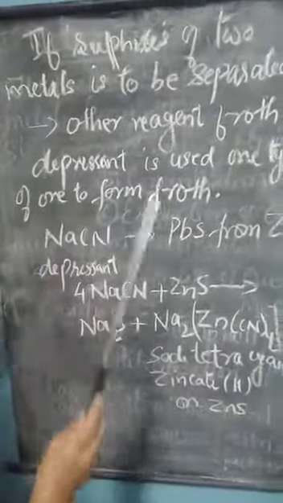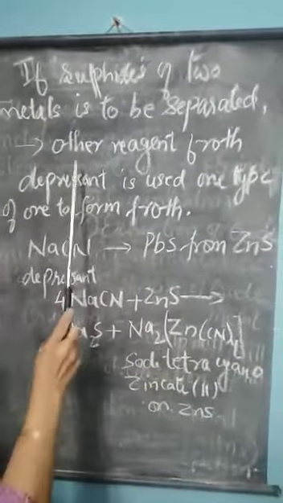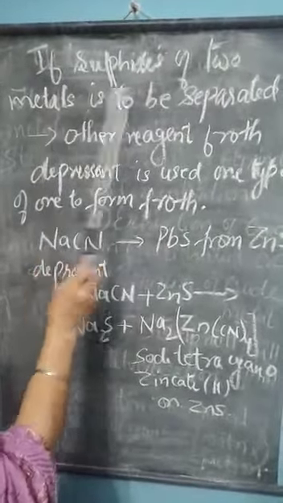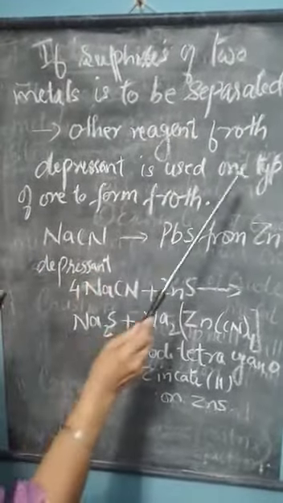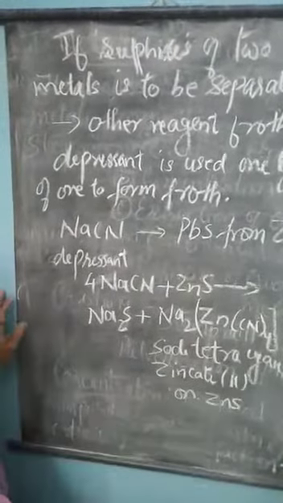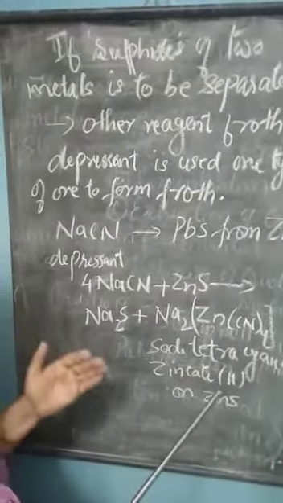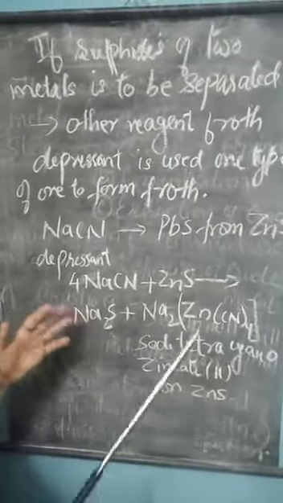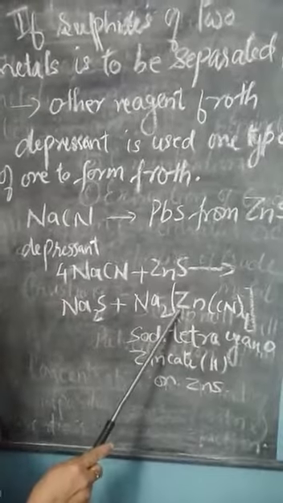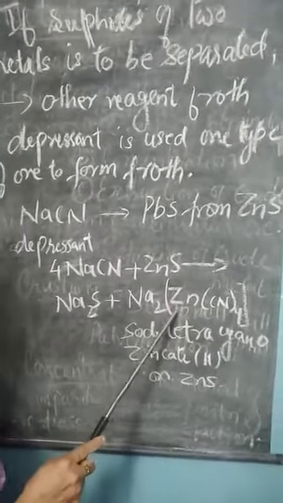Now sometimes in one ore, two sulfides may be present. Suppose two metal sulfides are present. How to remove them? The sulfides of two metals can be separated by using a depressant. Depressant means any other chemical substance which reacts with one of the sulfides and forms a complex on that particular sulfide and does not allow it to form the foam.